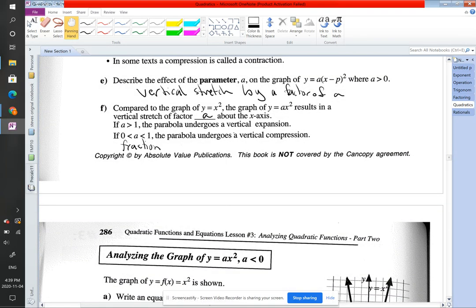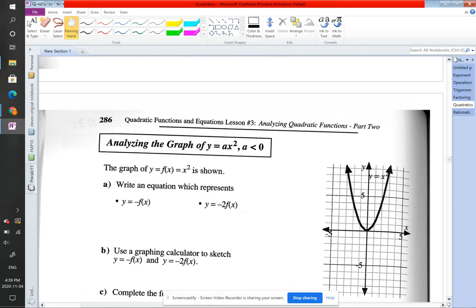Now let's look at what happens when we have negative a values, which is totally allowed to happen.